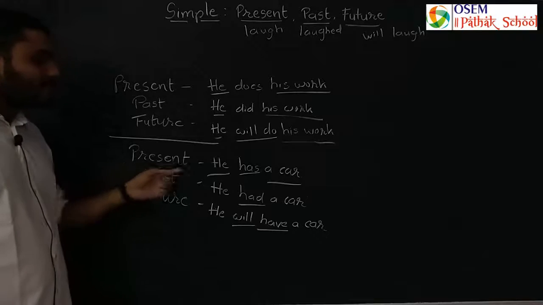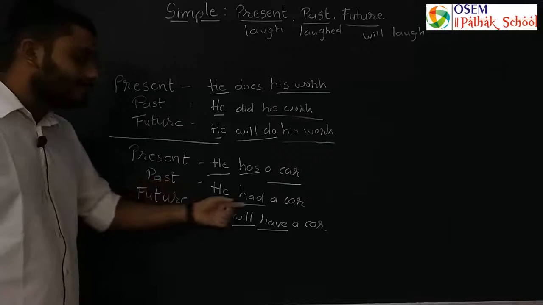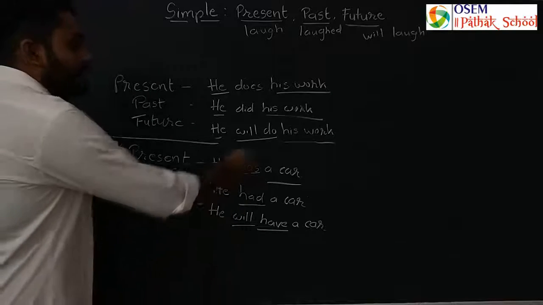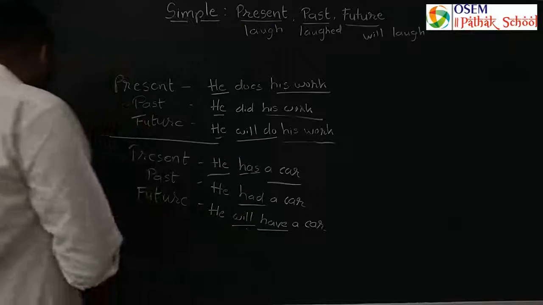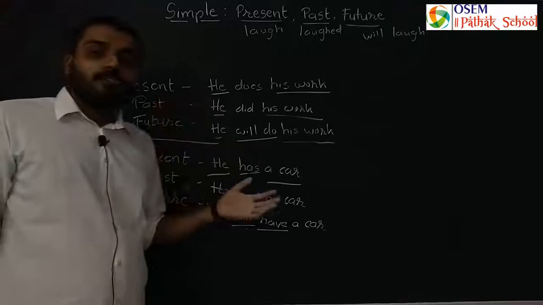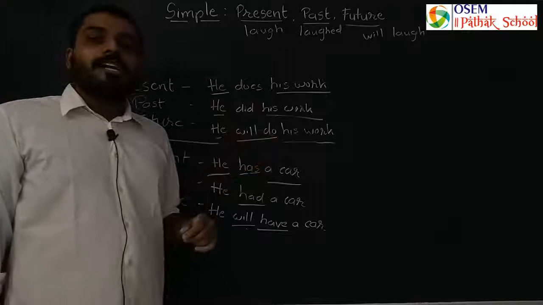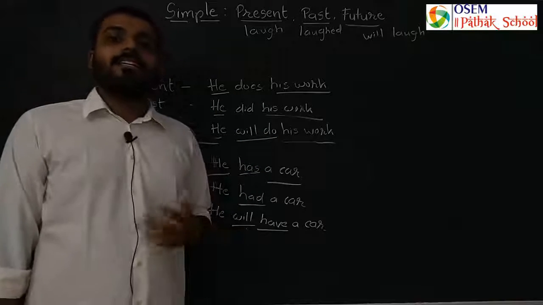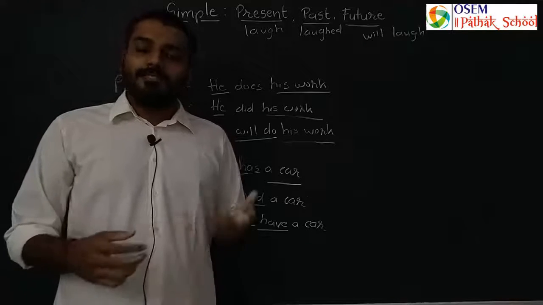So in present it will be has, in past it is had, and in future we just have to add will. Here also will, and here also will. So now you all know about these simple forms of three tenses: present, past, and future. And we also compared them with each other so that you can know it in a better way. So now you can learn it by yourself at home.